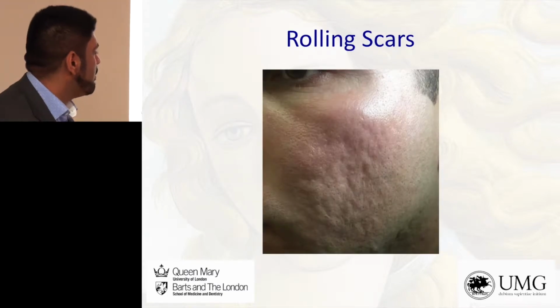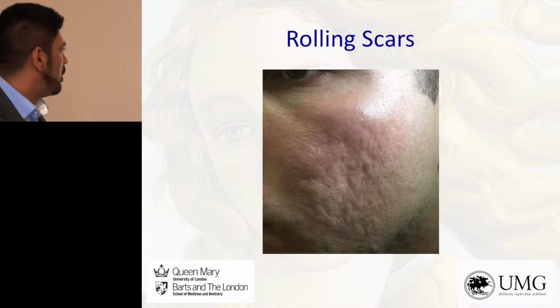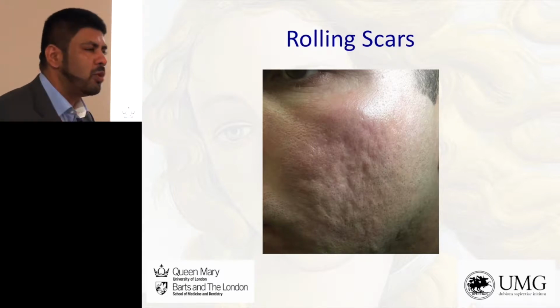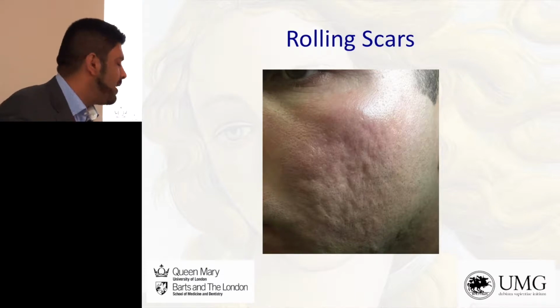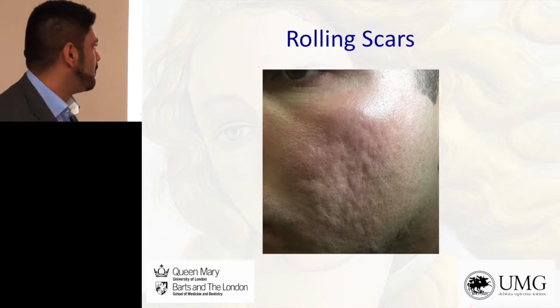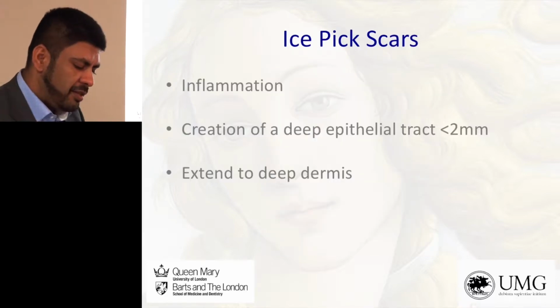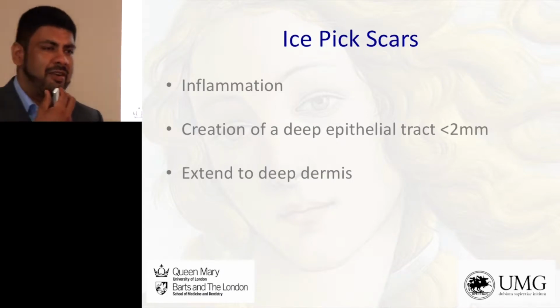If we look at these, this is a picture of the type of indentation you get from rolling scars. It can be quite traumatic and people feel very, very conspicuous when they have these type of scars and want something done about them. Ice pick scars. Now these are, for me, my nightmare really. They are very, very difficult to treat.